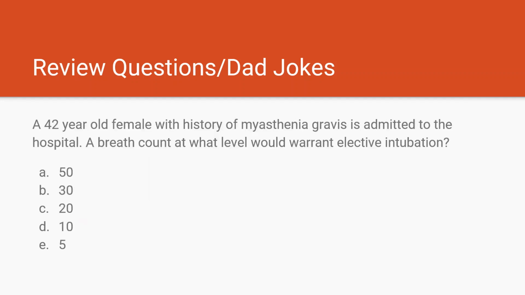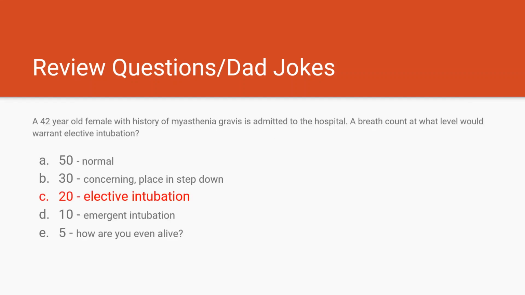Speaking of breath count, though, here we have a 42-year-old female with a history of myasthenia who's admitted to the hospital. A breath count at what level would warrant elective intubation? 50, 30, 20, 10, or 5. The answer here is C, 20. As you can see, a general rule of thumb is that a breath count of 50 or greater is normal. 30 is concerning and should warrant transfer to step down. 20 should prompt elective intubation, and then 10 will require emergent intubation.